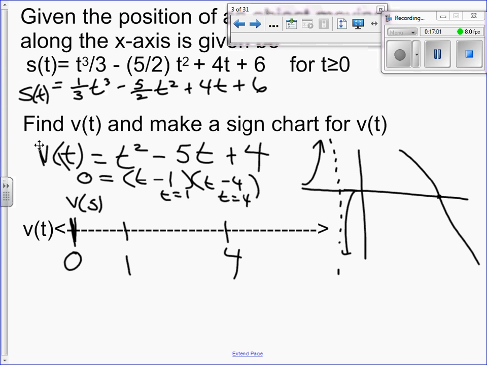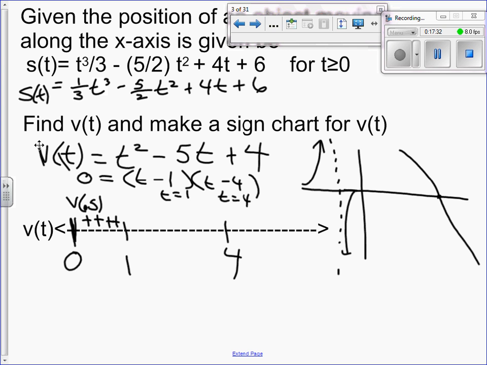Now, you don't need calculators, because here's your velocity, nice and factored. If the time is 0.5, a half, is this first factor positive or negative? Negative. What about the second factor, 0.5 minus 4? And a negative times a negative? Good. I know that no matter what time I chose between 0 and 1, I'd have a positive velocity, because it's positive for 0.5 and it can't change sign anywhere in there.